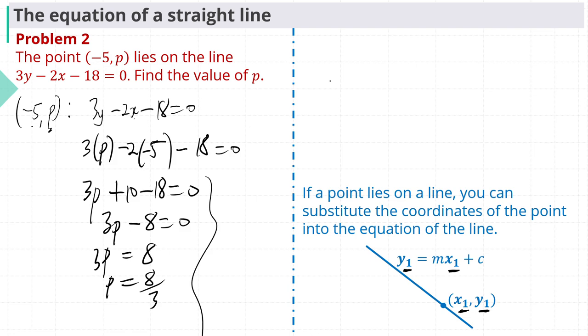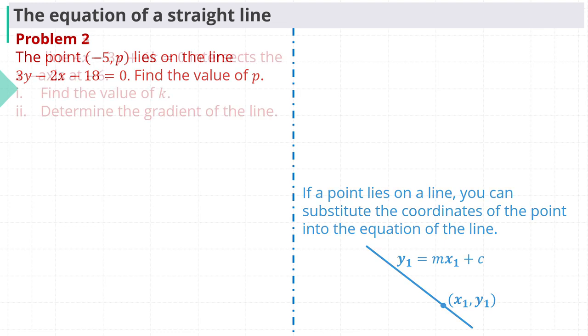It tells us that the coordinate (minus 5, p) is equal to (minus 5, 8 divided by 3). That's what it implies. The next question.